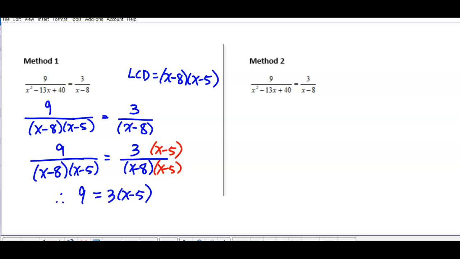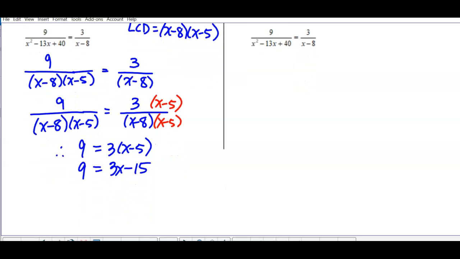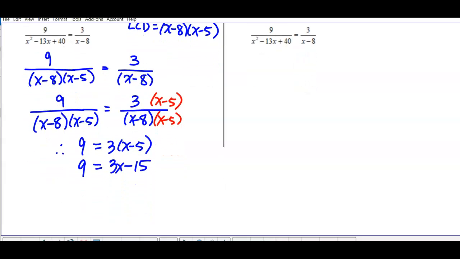And if you want to expand out in that step, then you're welcome to do so. So really 9 equals 3x minus 15. And add 15 to both sides. Okay, divide by 3.